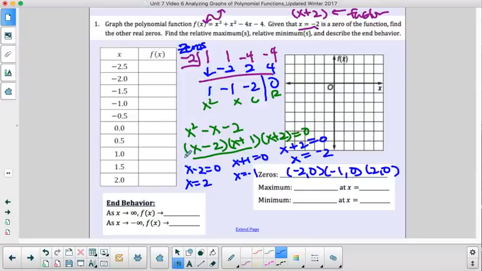So I can actually fill in part of my table right away. If I plug in negative 2, I should get out 0. If I plug in negative 1, I should get out 0. And if I plug in 2, I should get out 0. Okay? So the first step is you want to find your zeros. The way you can do that is using synthetic division or factoring. So let's graph this one.